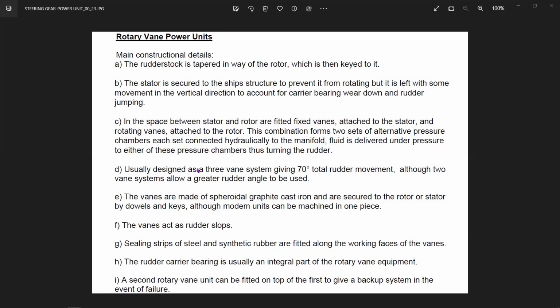Usually it is designed as a three-vane design, giving 70-degree total rudder angle movement, although two-vane systems allow a greater rudder angle to be used. Okay, two vane gives more, three vane gives less. If you've got a four vane, it will give even less.